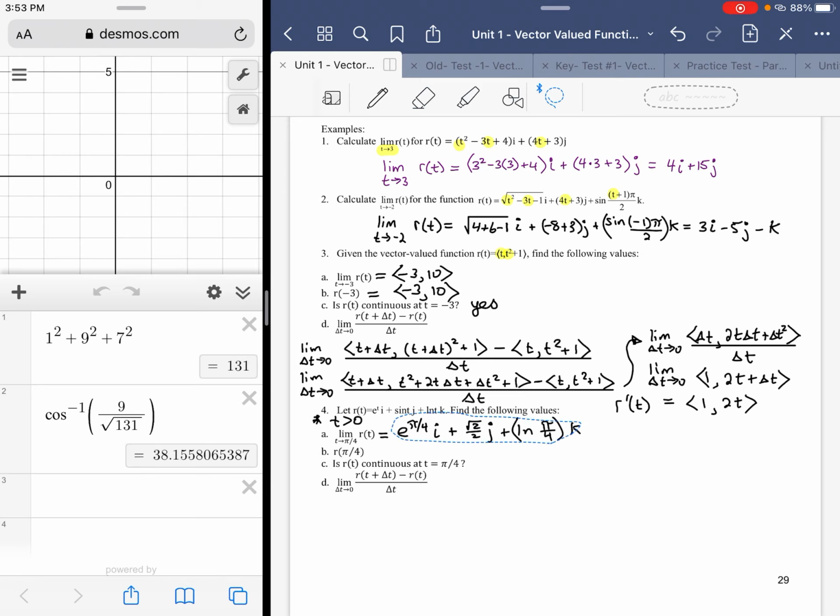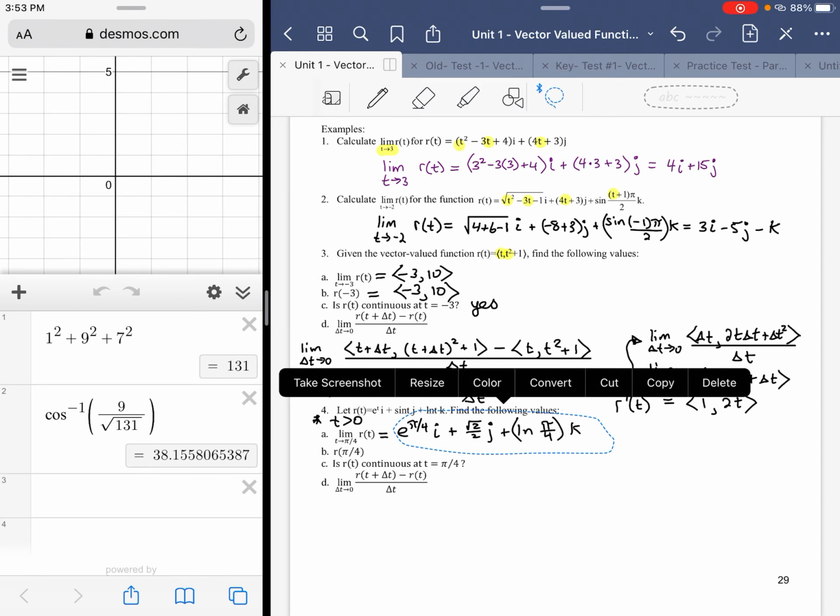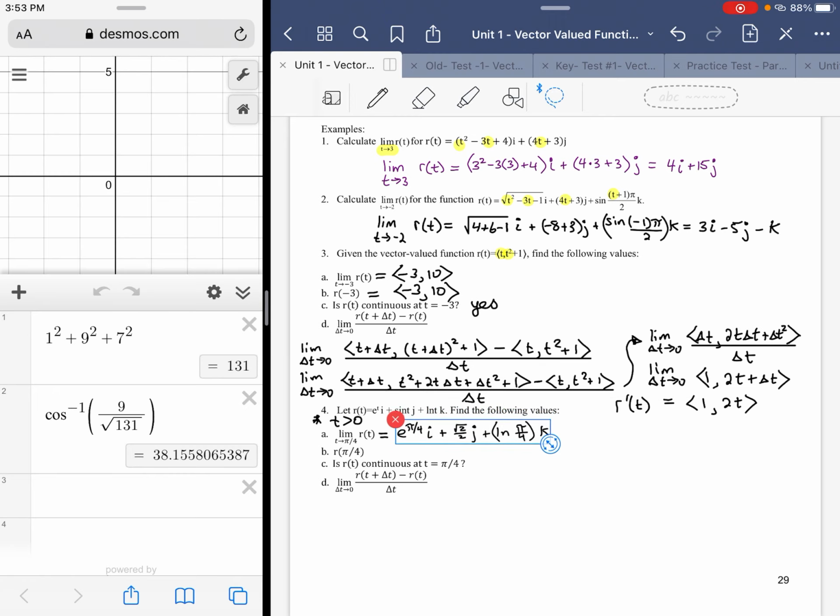And evaluating the function, because we thought about it critically and arrived at the idea that it was going to be continuous, I know that what I get for r of pi over 4 is going to be exactly the same. So I just do a little copy paste there, jot that down, throw a big old yes right in here, and then you get to the beef of the problem, which is part D, where we find the derivative, if I can speak. So I'm going to do all that stuff again.